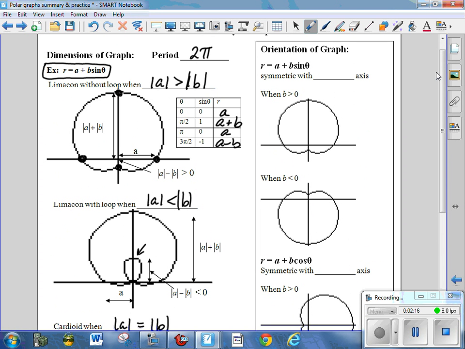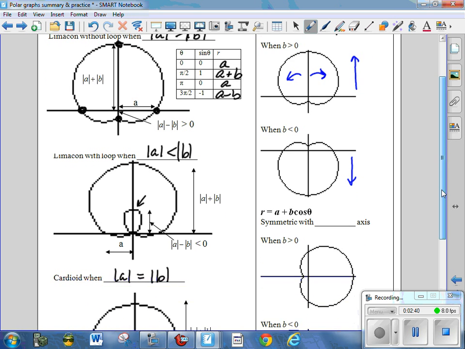If we have r equals a plus b sine of theta, then that's symmetric with the y-axis, or the vertical axis. So in other words, it looks the same on both sides. Here, actually, I'll draw it down here where it's easier. It looks the same on both sides of the vertical axis. When b is greater than 0, we're above the horizontal axis. When b is less than 0, we're below the horizontal axis.